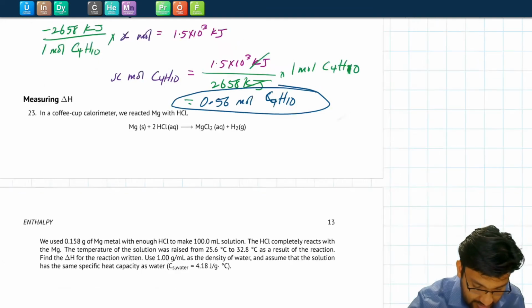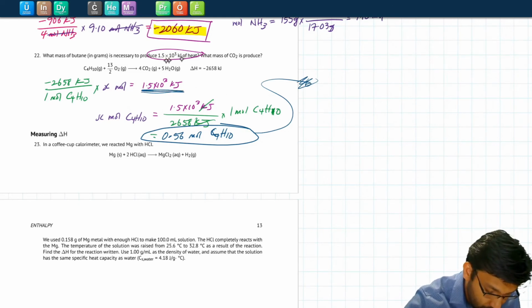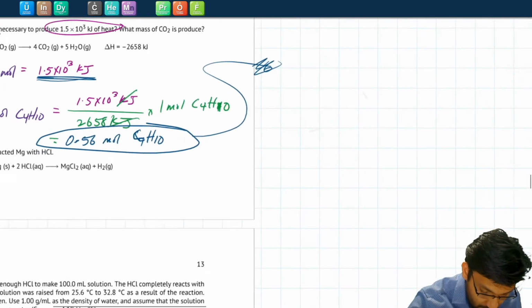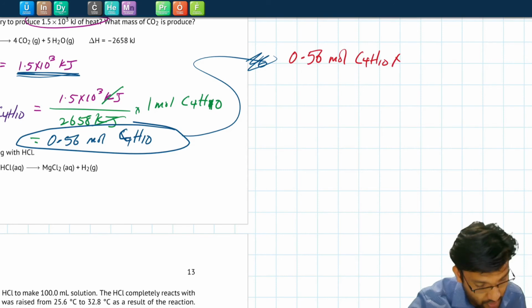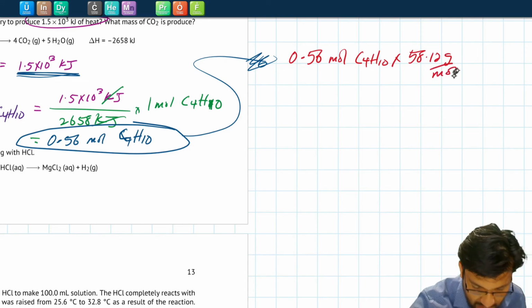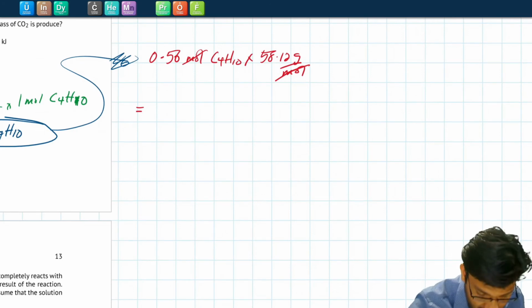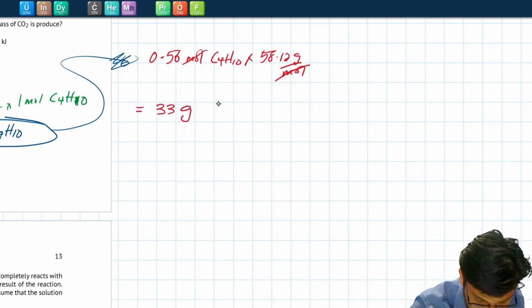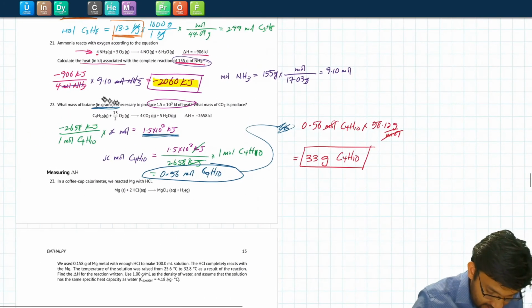Let's put a circle around that because that'll be important later on. This is the number of moles of butane we need to burn to get this amount of heat. What amount of that butane is that in grams? Well, to convert moles to grams, all we need to do is multiply by the molar mass. So 0.56 moles of butane times the molar mass of butane, which is 58.12 grams per mole. I'm assuming we all know how to find molar masses easily now. That will give us, to 2 sig figs, 33 grams of butane. So that's one part of the answer: the mass of butane in grams.